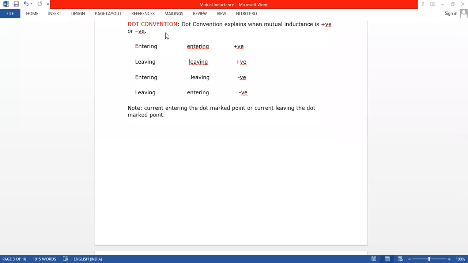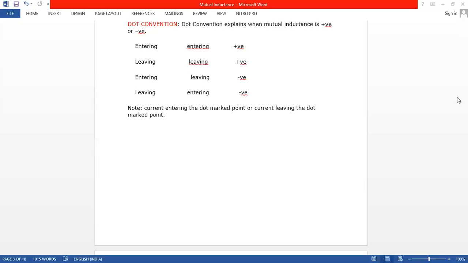Dot convention. What is this dot convention used for? Dot convention explains whether mutual inductance is a positive value or a negative value. All students remember, self-inductance value will always be positive only. But mutual inductance or induction value will be negative or positive.